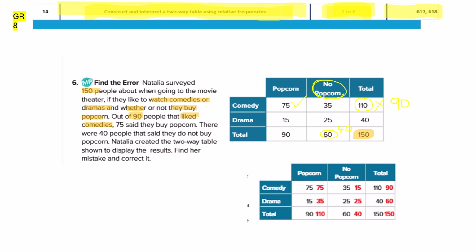And then they said there are 40 people that said they do not like popcorn. And then she created the table. So we know that if you have 90 here and 75, then 35 will be incorrect. And obviously all the other numbers will be incorrect. So you need to fill in the correct numbers by adding or subtracting.